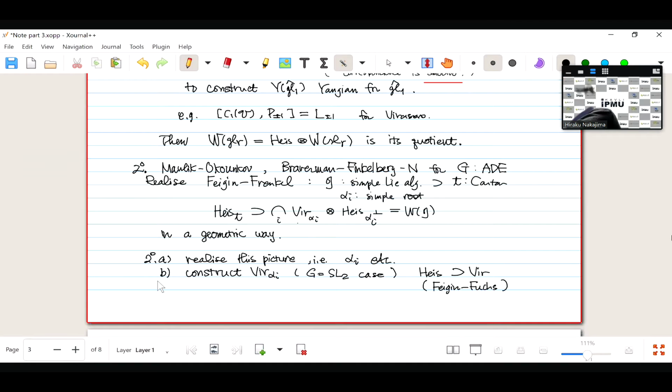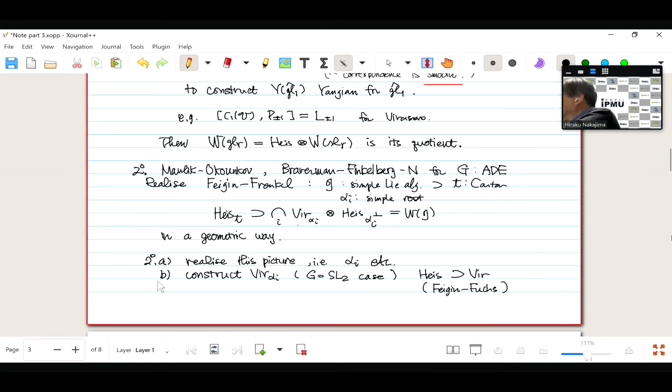Hi, I just wanted to ask about this Feigin-Frenkel method. Is it at all related to the Miura transform? Yeah, this is the Miura transform. Some people call this the Miura transform.